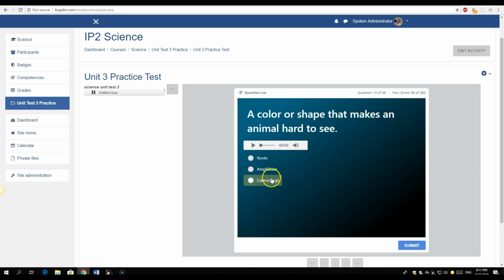A color or shape that makes an animal hard to see. Okay, this is camouflage, and we spent a whole day in class looking at different animals that use camouflage. I think my student Google, her favorite camouflaged animal was the dead leaf butterfly. It's a butterfly, but it looks like a dead leaf.